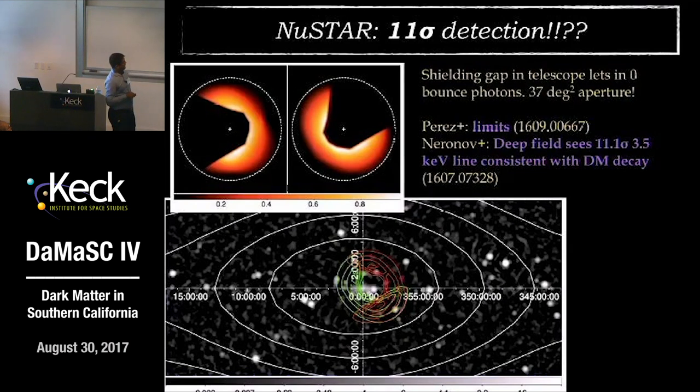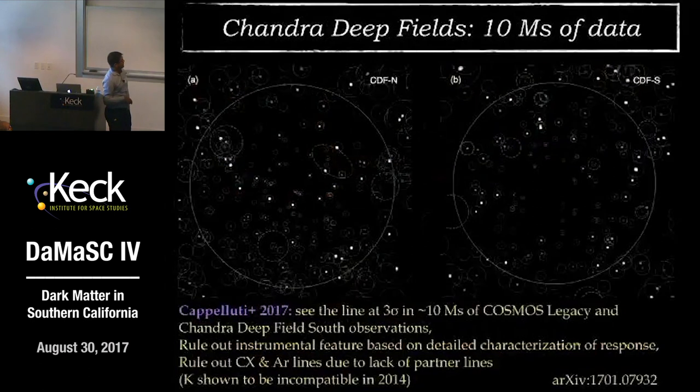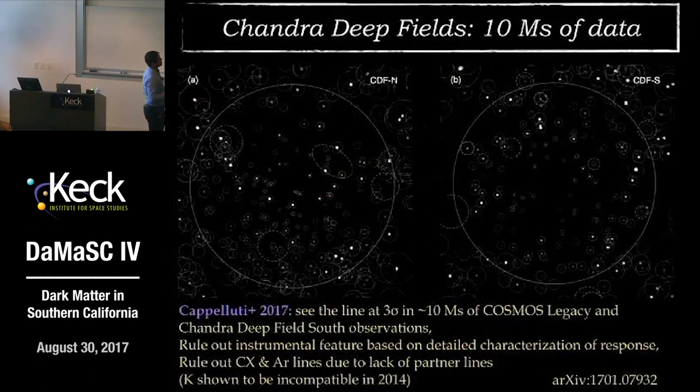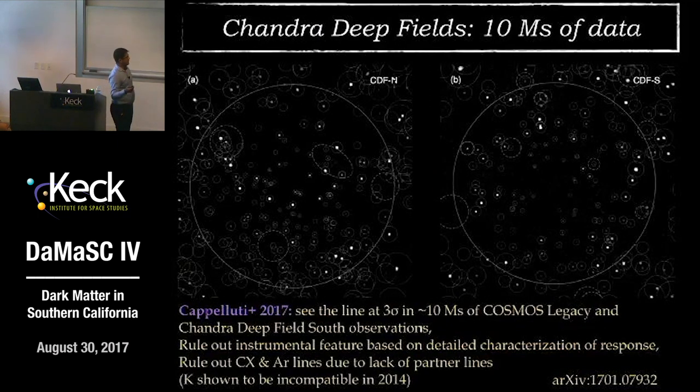Perez and company looked at the galactic center observations of NuSTAR, and they're basically using zero bounce photons. These are photons that were actually not supposed to hit the detector if there was shielding. But you get a huge field of view, 37 square degrees aperture, so it's actually a great way to use that telescope to see the deep field. And then a little bit later, there was an analysis of the Chandra deep fields, parallel to one that I did in 2006, but with 10 megaseconds of data. They looked at the Chandra deep fields and actually see a 3.5 keV line at 10 megaseconds. Again, consistent with the dark matter in the field of view of the observation.